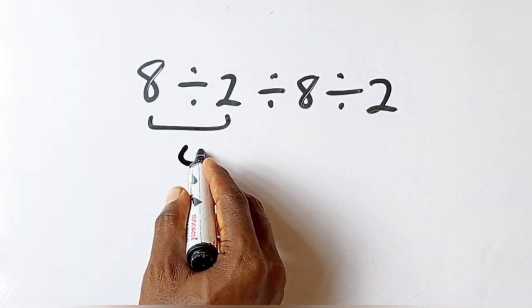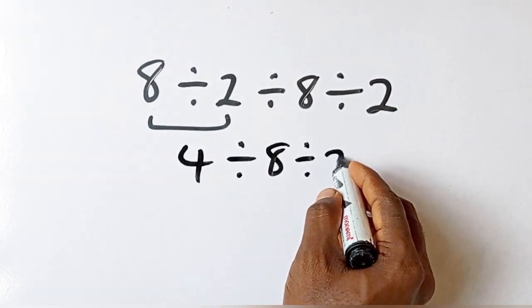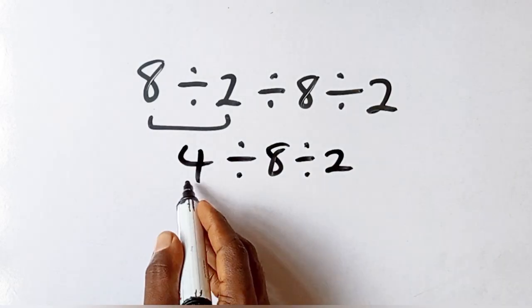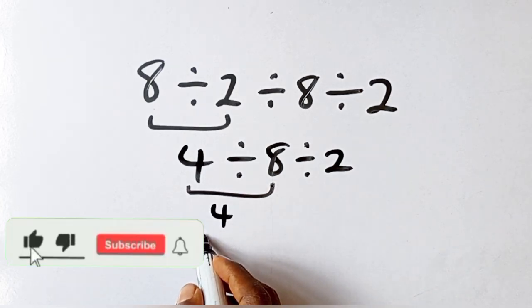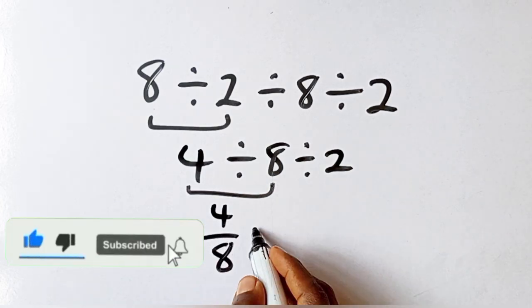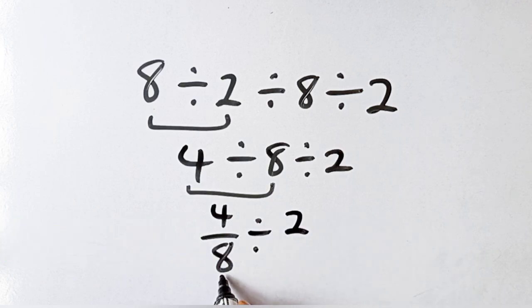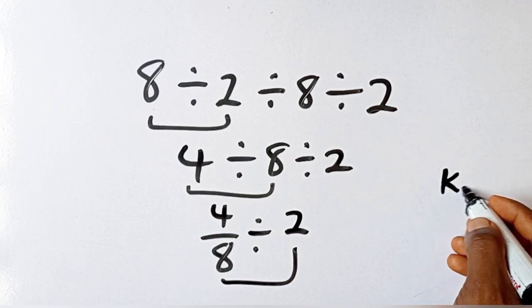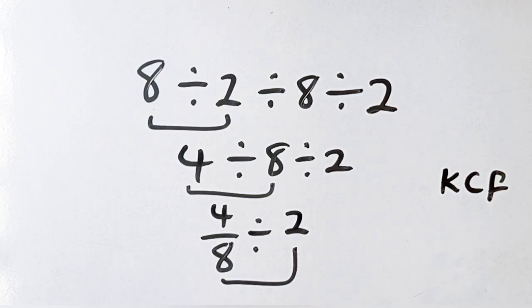4, right? 4 divided by 8 divided by 2. Okay, so 4 divided by 8, we can rewrite this as 4 over 8 divided by 2. Now, in this place, we are going to apply the KCF rule. KCF. K stands for keep, C stands for change, F stands for flip.